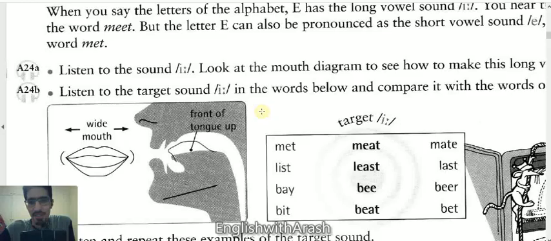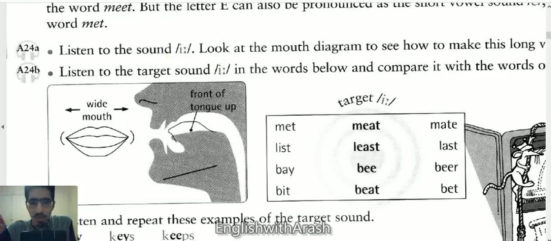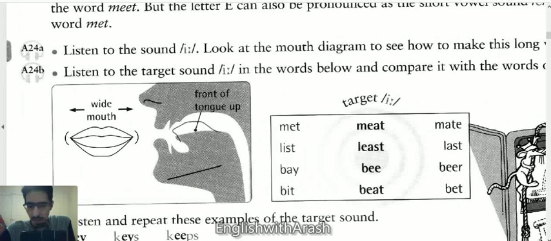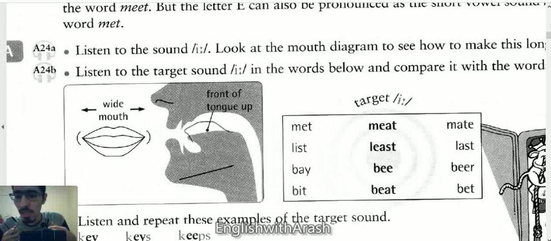So the next part says listen to the sound and look at the mouth diagram to see how you make this sound. It's not very hard. You just have to open your mouth wide. It's like you're smiling, and you say, for example, meat. You should be able to see my teeth when I open my mouth wide. So, teeth, meat, eat. I'm actually exaggerating it a little bit. You shouldn't do that much. I'm just trying to show it. So meat or eat, it's pretty much like you're smiling.